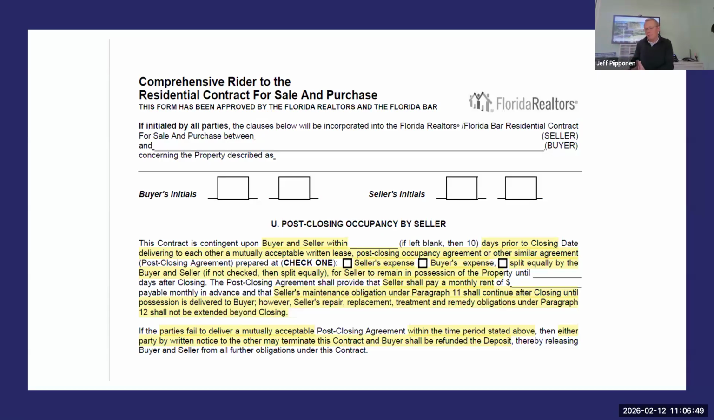So if you've got a really shaky buyer or shaky financing or a bad lender, you may want to consider post-closing occupancy for the seller for just a very short period of time, using this addendum and a post-closing occupancy agreement drafted by somebody other than you.